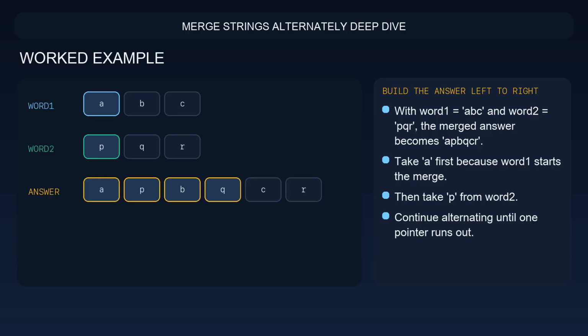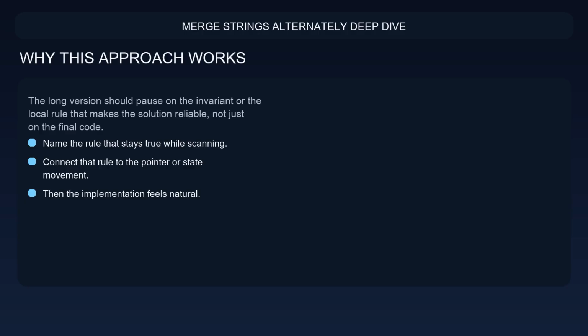So the walkthrough goes in order. First take A because word 1 starts the merge, then take P from word 2, and finally continue alternating until one pointer runs out.